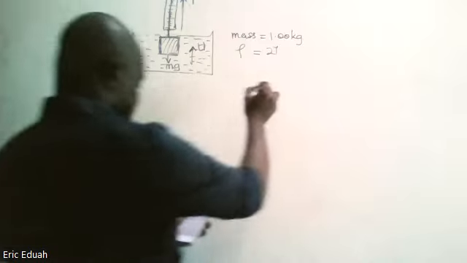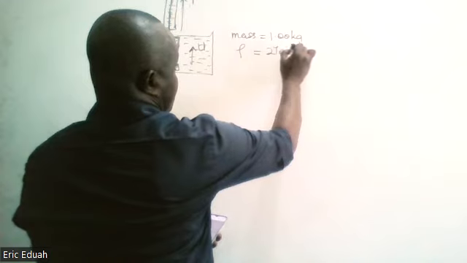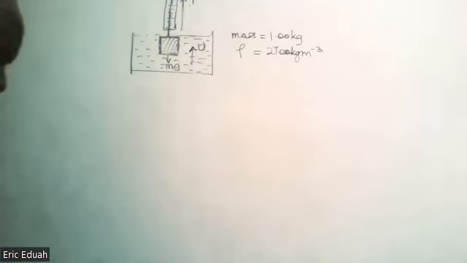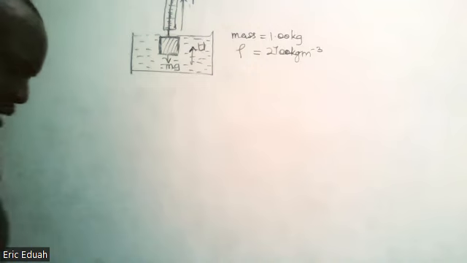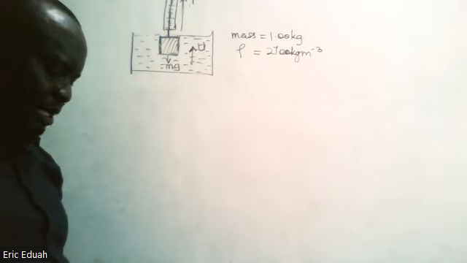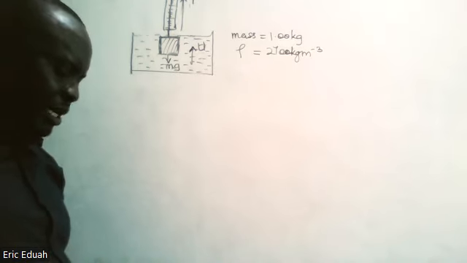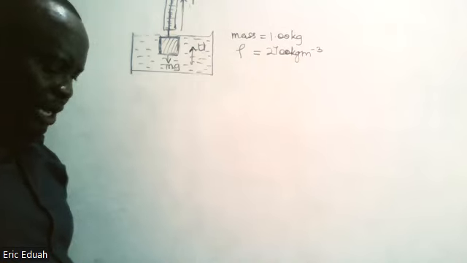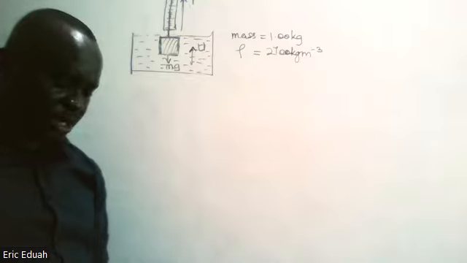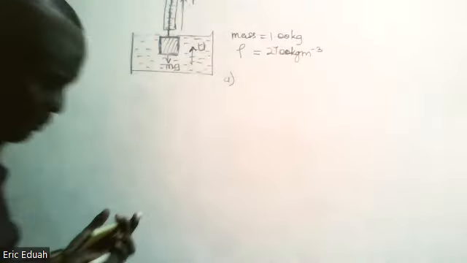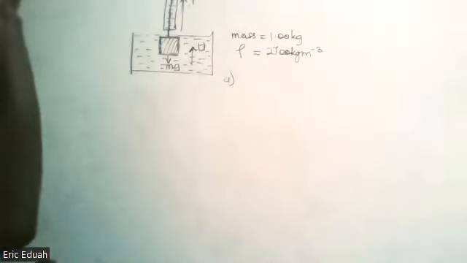The density is 2,700 kilogram per cubic meter, and it's suspended from a string and then completely immersed in a container of water. Calculate the tension in the string A before and B after the metal is immersed. So the A part says that we calculate the tension before.